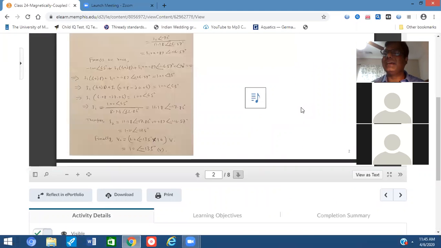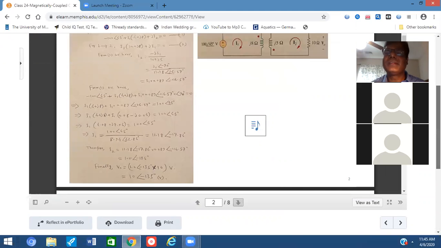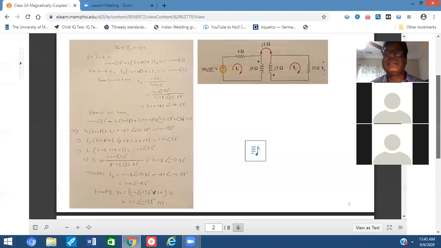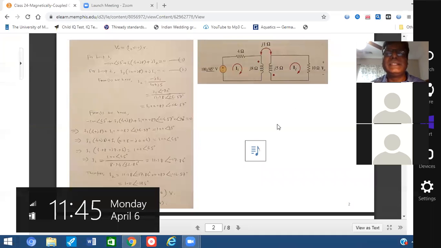Okay, now can you see the next slide? Yes. Okay, so everybody see that I have redrawn the circuit and on the left side is my handwritten calculation.